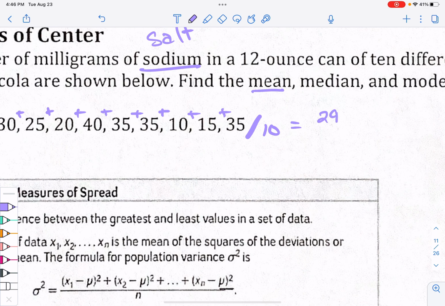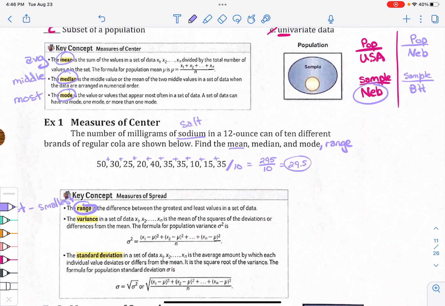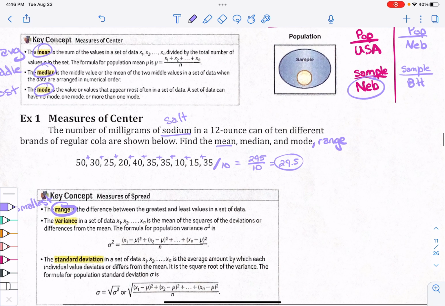295. And if I divide that by 10, all I'm doing is moving the decimal, which is 29.5. So the average sodium content is 29.5. I don't know if it's milligrams. Yeah, milligrams right here. 29.5 milligrams is the mean. So I'm going to do mean here, okay?